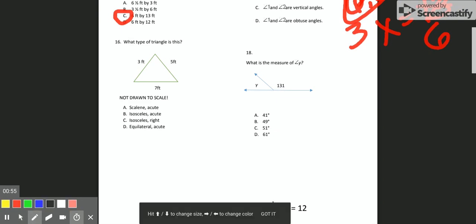Number 16, what kind of triangle is that? And it says it's not drawn to scale because it obviously isn't. Scalene means that they're all three different, so it's definitely a scalene because they're all different.